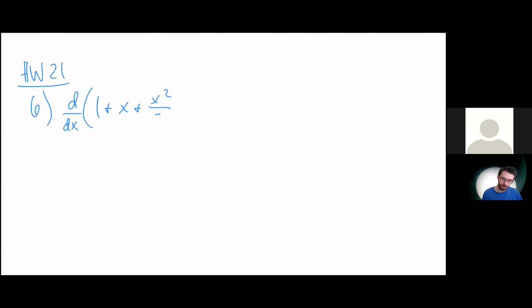Cool. Okay, so I'm going to share my screen. One of the things we talked about was, I believe, homework 21, problem 6, which is not especially difficult, but it's kind of tedious. It asks you to find the derivative of 1 plus x plus x squared over 2 factorial. You guys may not have seen factorials in a while, so these exclamation points might trip you up.